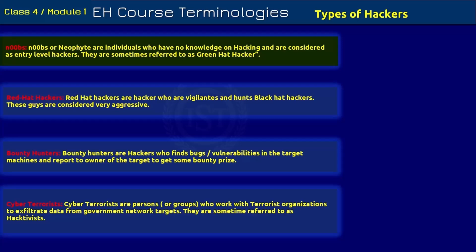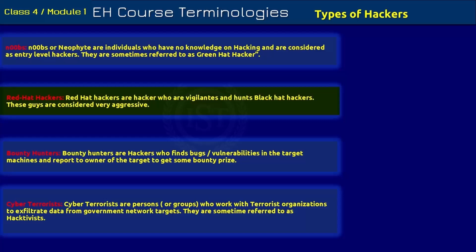And then come red hat hackers. Red hat hackers are vigilant hackers. They're also sometimes called eagle eye hackers, and they are self-appointed hackers who hack or hunt down black hat hackers. A vigilante is a self-appointed person who takes law enforcement into their own hands without any legal authority, considering legal agencies to be inadequate or incapable. So these guys are vigilant hackers. They hunt down black hat hackers or cyber criminals.